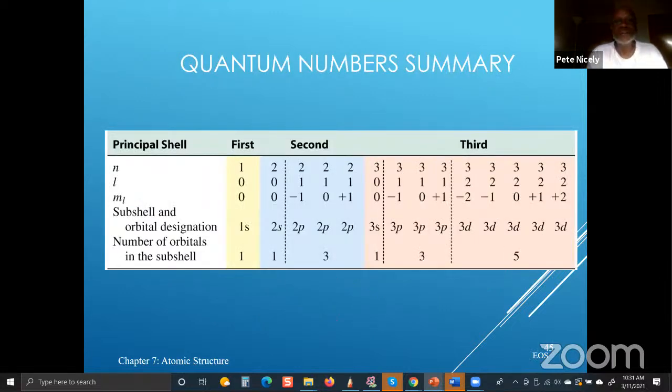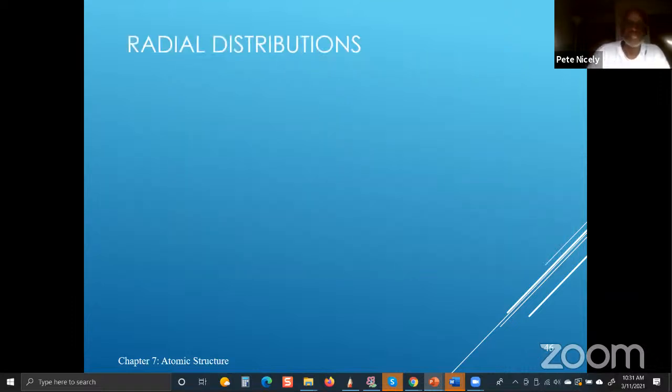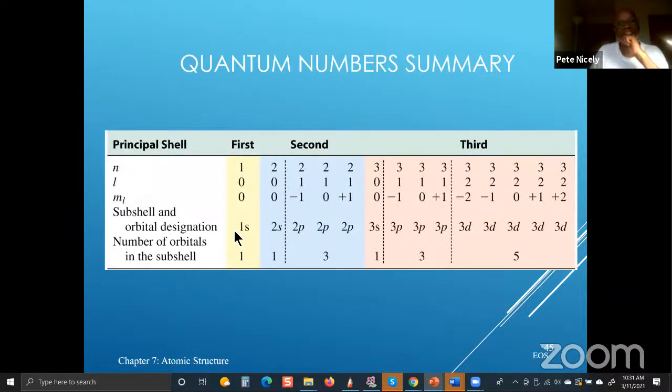Okay, so to summarize what we have talked about here, we have this chart here, which gives you basically everything that we discussed earlier. So just to recap a bit, for N equal 1, there's only one possible value of L, right? And there's also one possible value of ML. And what this means is that as far as the first shell is concerned, there's only one type of orbital, which is the S orbital, and there's only one of that type, all right, within the first shell. So that's the information that is conveyed here in the first shell.